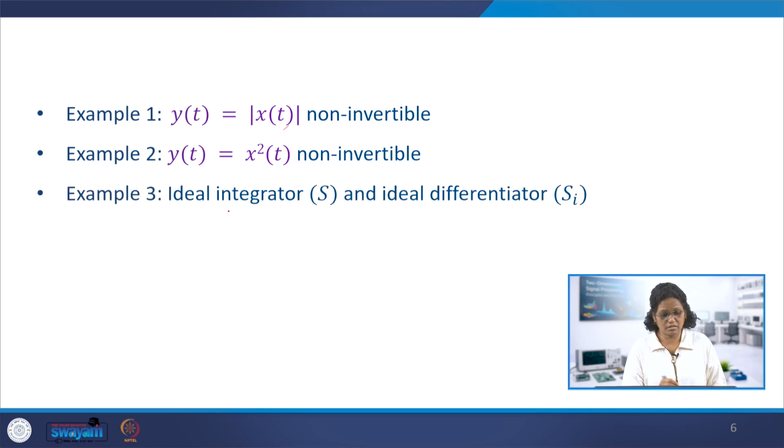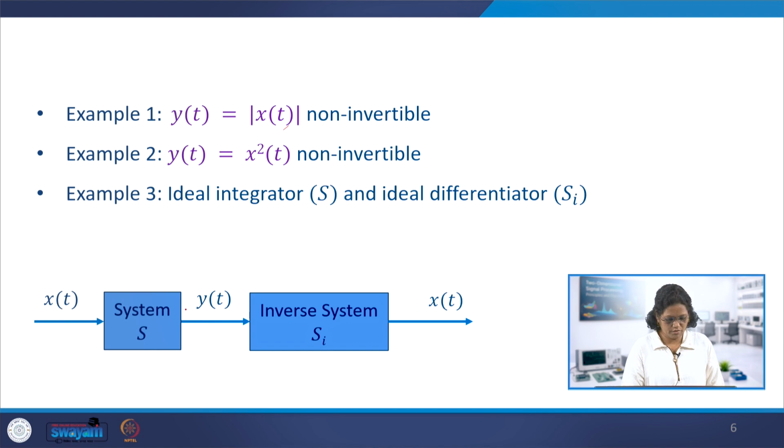In the case of systems which are invertible, let us take the ideal integrator and the ideal differentiator. These are going to be invertible systems. You can differentiate the signal x of t, and then integrate it back to get the original input. So the integrator and differentiator combination forms invertible systems. Now, x of t passes through the system to give y of t, and this y of t is passed to the inverse system to get back x of t. This is just a block diagram representation of invertible and non-invertible systems.